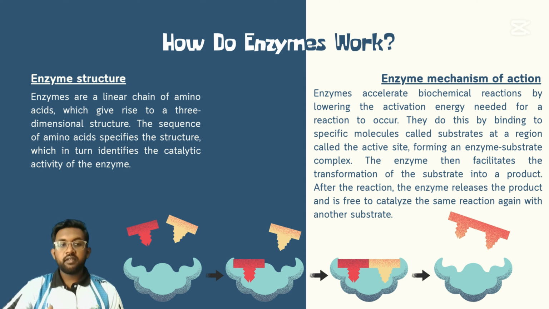So what is the enzyme mechanism of action? Enzymes accelerate biochemical reactions by lowering the activation energy needed for a reaction to occur. They do this by binding to specific molecules called substrates at a region called the active site, forming an enzyme-substrate complex. The enzyme then facilitates the transformation of the substrate into a product. After the reaction, the enzyme releases the product and is free to catalyze the same reaction again with another substrate.